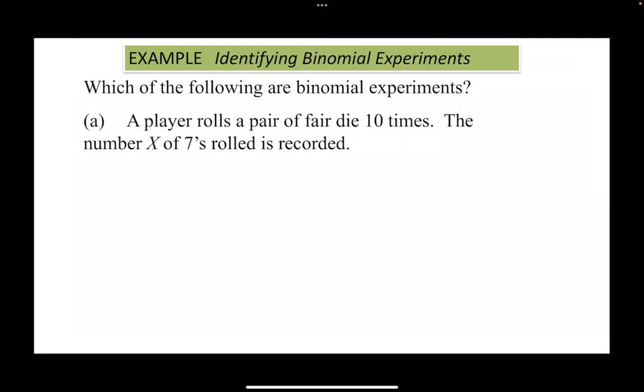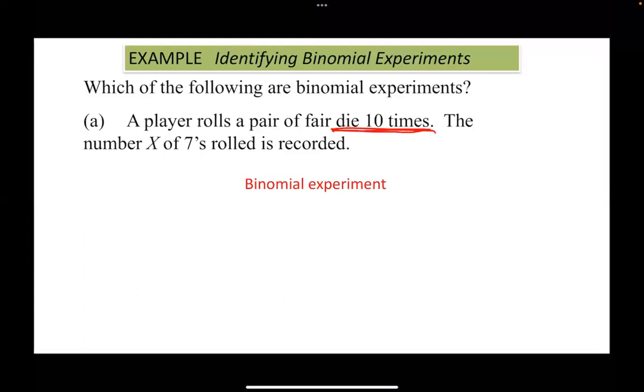A player rolls a pair of fair dice 10 times. The number X of sevens rolled is recorded. So I rolled the dice 10 times, counting the number of sevens. Our success is rolling a 7. So this is a binomial experiment. We have a fixed number of trials, 10 times.